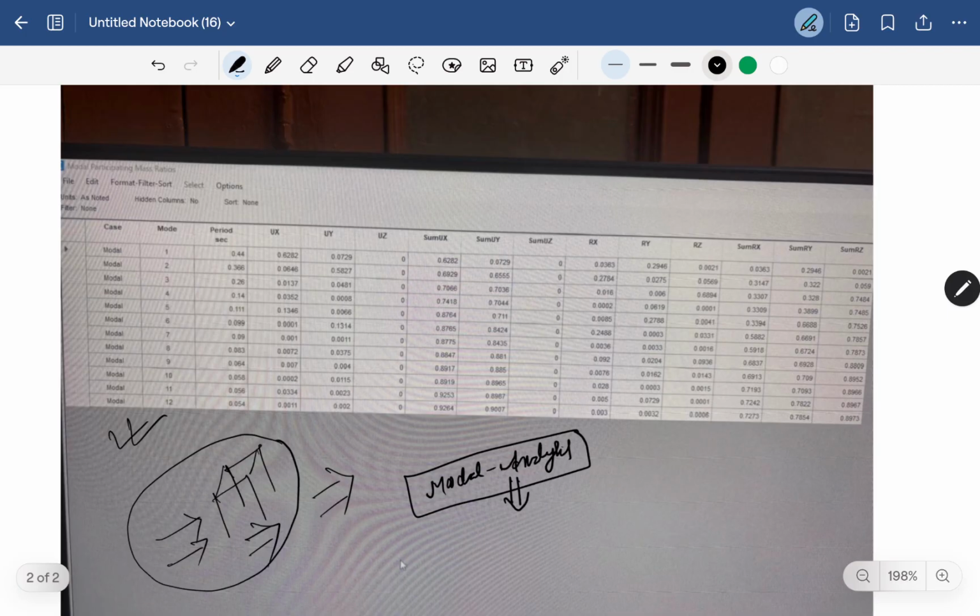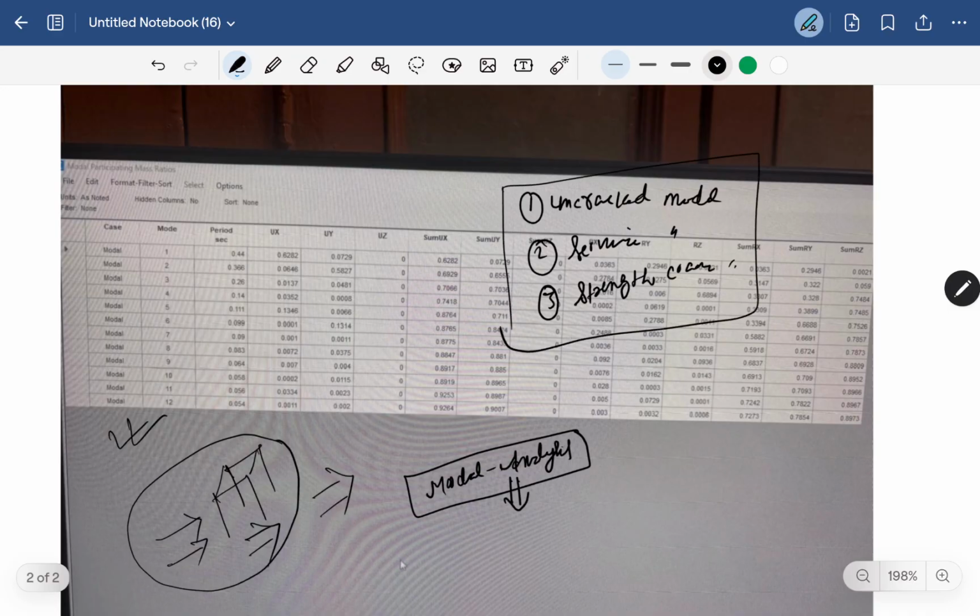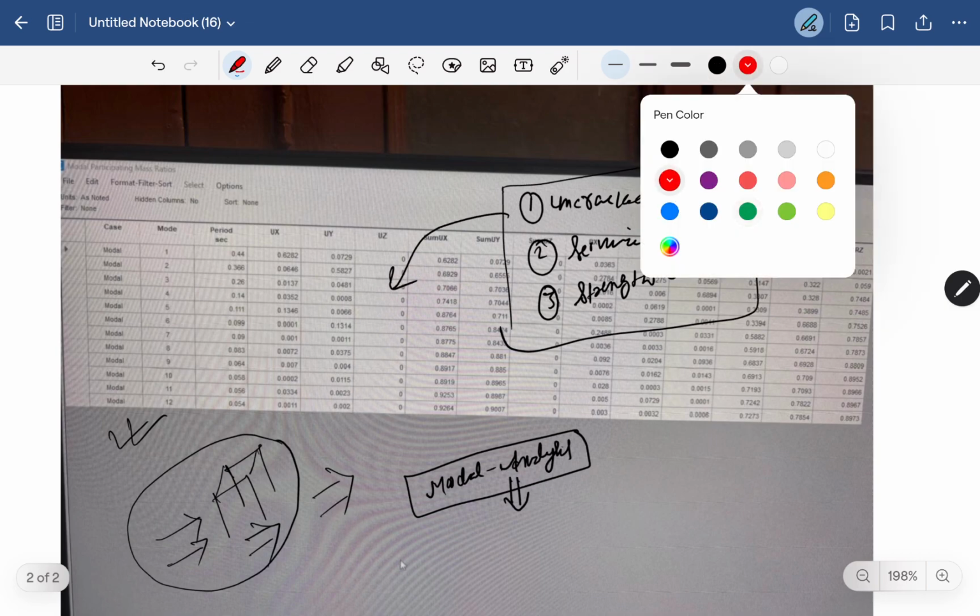When we start the analysis of structures, we have to create three models. First one is the uncracked model. Second one is the service cracked model, and third one is the strength cracked model. Modal analysis generally comes in the uncracked model.